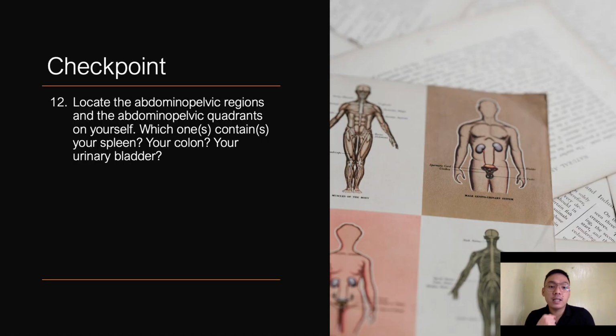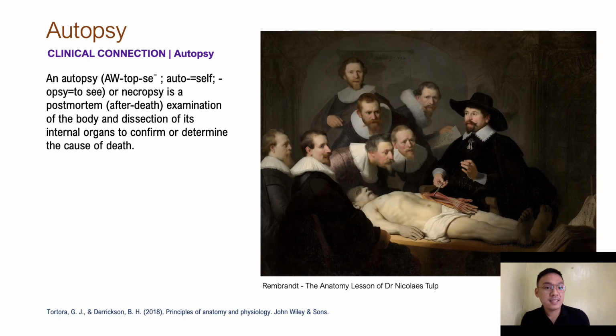Checkpoint. We have to locate the different abdominopelvic regions and the abdominopelvic quadrants on yourself. Which ones contain your spleen, your colon, and your urinary bladder? This is the answer to the question that we had in the first few parts of the slide.